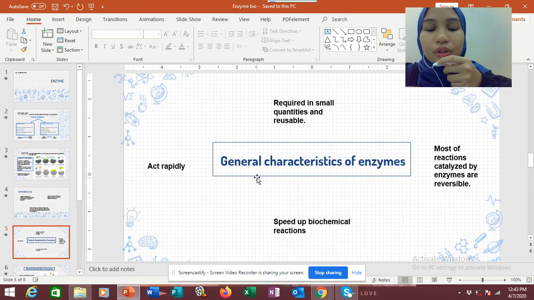And we'll go to the general characteristics of enzyme. It acts rapidly and speeds up biochemical reaction. Required in small quantities and reversible. Most of the reactions catalyzed by enzyme are reversible. It speeds up biochemical reaction because, for example, we need a lot of energy to make that reaction happen, but by the addition of enzyme, it helps to reduce the amount of energy needed for the reaction to occur.